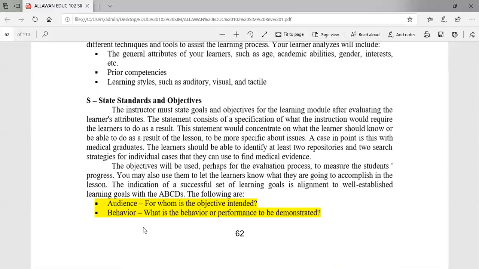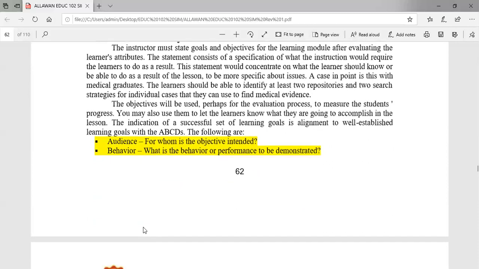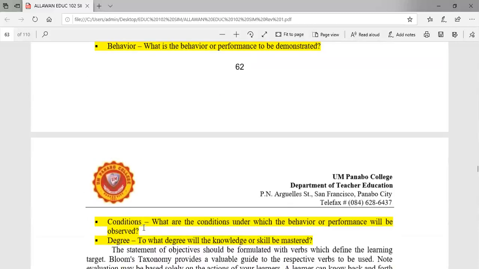B is the behavior. What is the behavior or the performance to be demonstrated? And then C is the condition. What are the conditions under which the behavior or the performance will be observed? And last is the degree. To what degree will the knowledge or the skill be mastered?